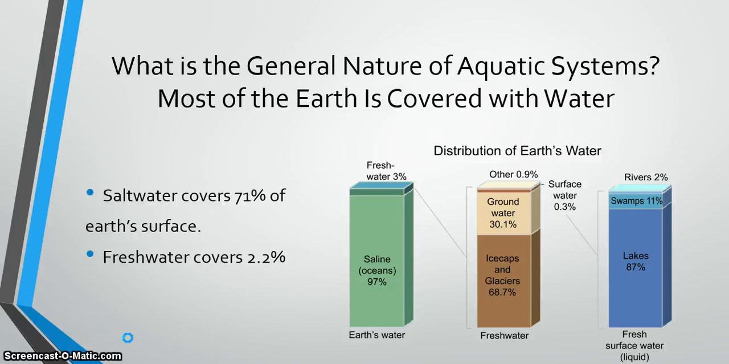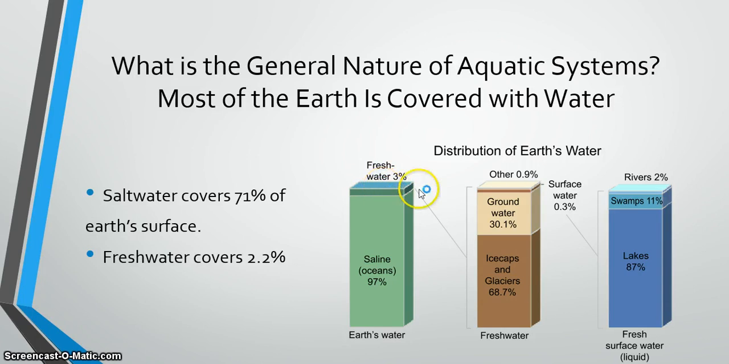Well, first of all, we need to look at the distribution of water on Earth. Most of the water on Earth, 71%, is salt water. Fresh water is about 2.2%. You can see if we look at a graph of the water on Earth, about 97% of the water on Earth is salt water. Fresh water comprises 3% of the water on Earth.